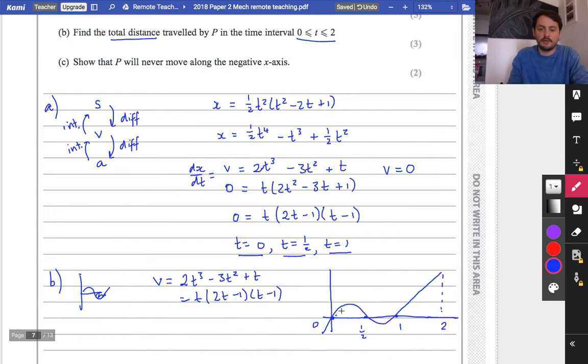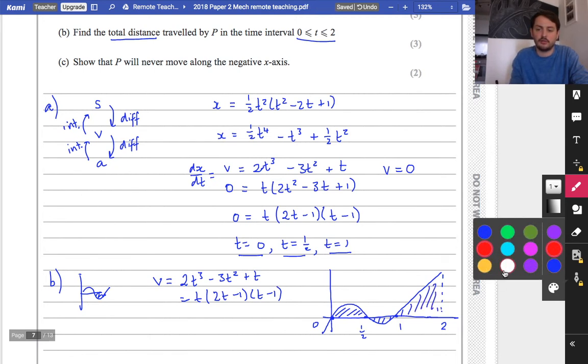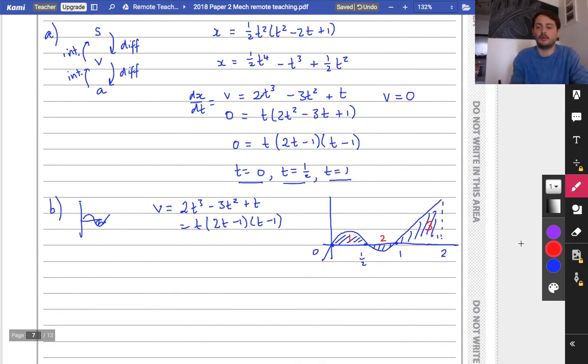So this is fine. Between 0 and a half is fine, it's positive. However, between a half and 1, it's negative. So we're not going to be able to integrate between 0 and 2. We're going to have to integrate this as 3 separate sections. Okay, we're going to have to do section 1, section 2, and section 3. Now, let's do this. It's going to be perhaps a long way, and then I'm going to try and do the kind of easier method.